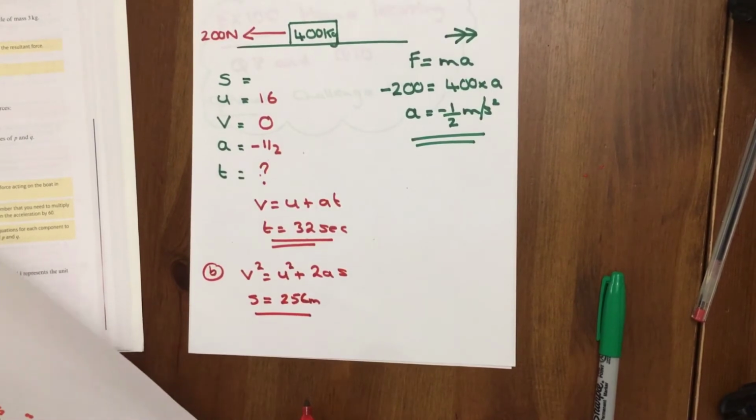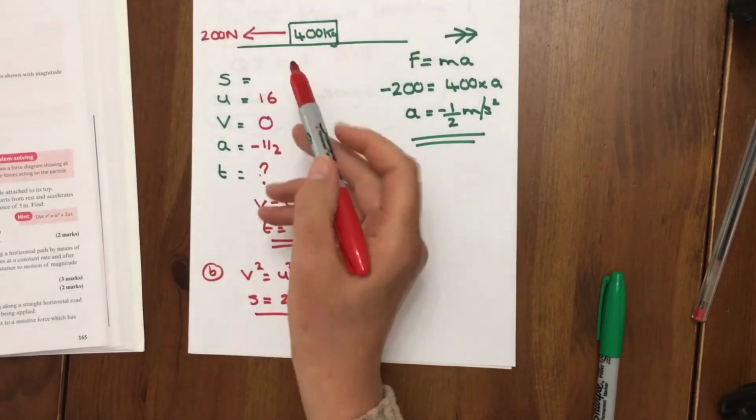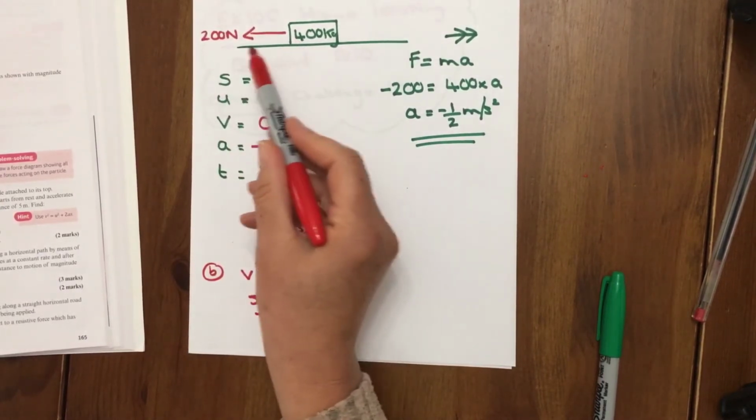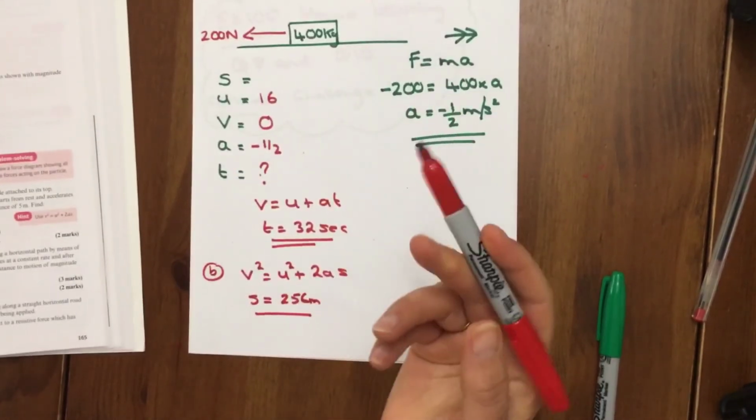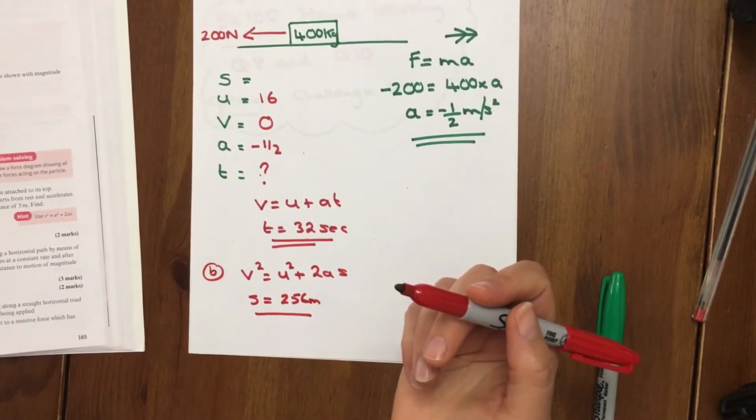And question C says, comment on the suitability of the modelling assumption. Now, the modelling assumption is you've got your resistive force this way of 200 newtons. That might not be constant, there might be air resistance as well.